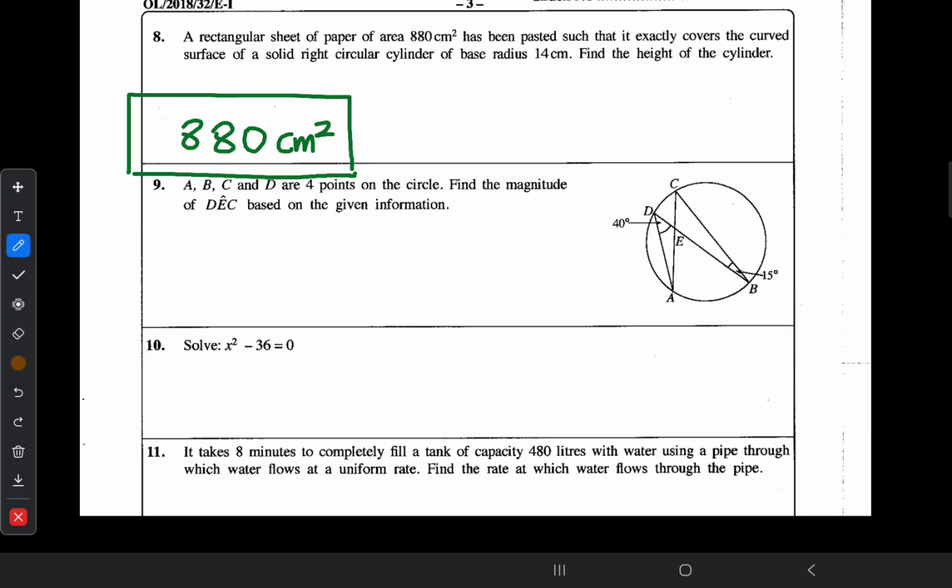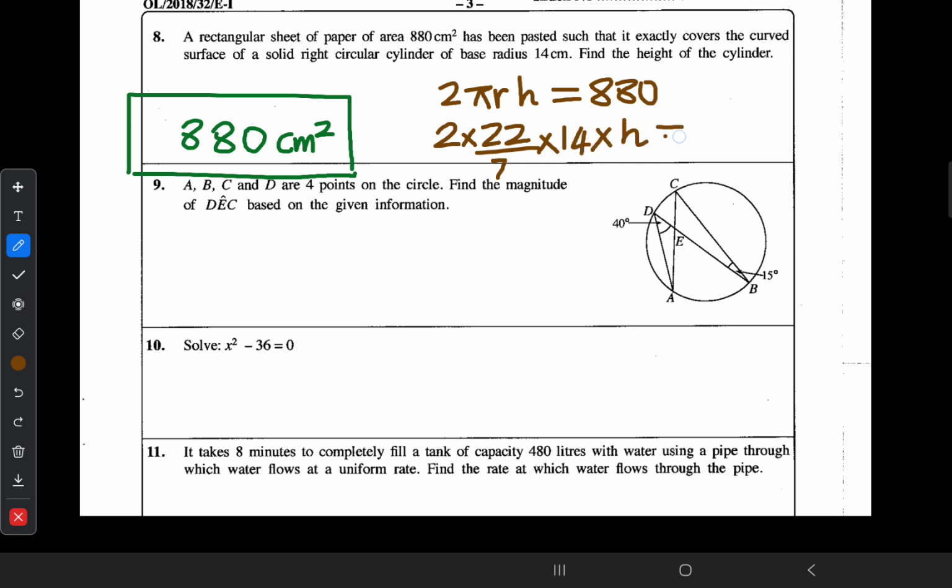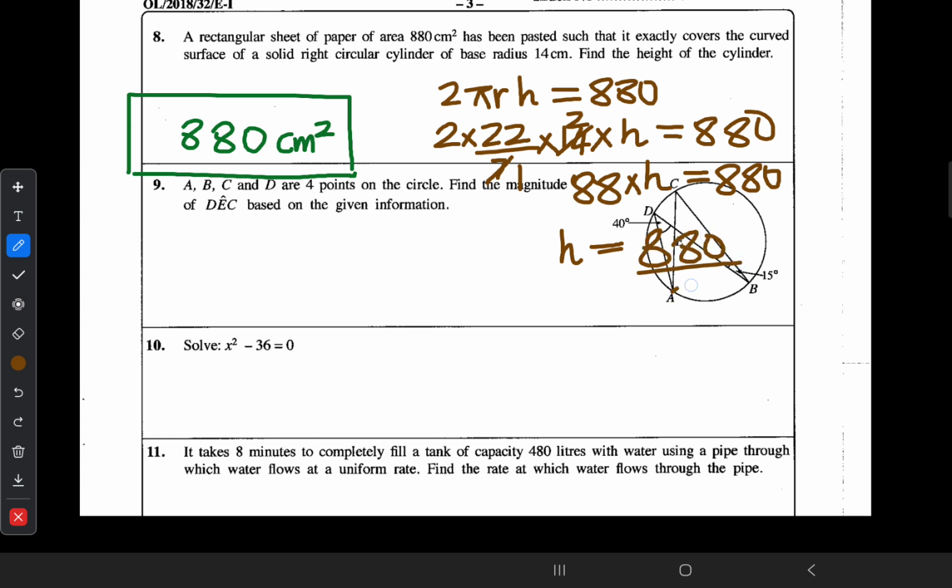So it would be 2 pi r h, that is equal to the curved surface area 880. 2 pi is 22 upon 7, radius 14, height is the parameter we need to find, that's equal to 880. 7 and 14 can be simplified, one time, two times. So 2 times 22 into 2, h. So 88 times h equals 880.